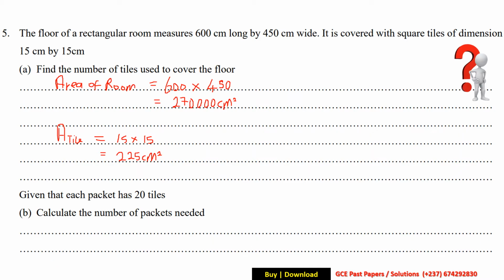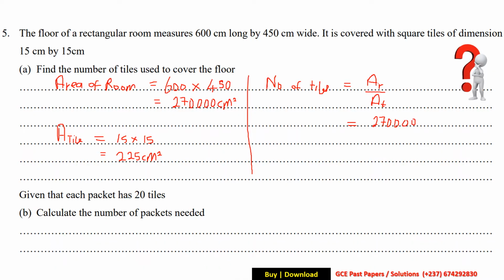Now we know the area of the room and we know the area of one tile. So how do you get the number of tiles? The number of tiles will be equal to the area of the room divided by the area of one tile. So this will be equal to, what's the area of the room? 270,000 divided by 225.